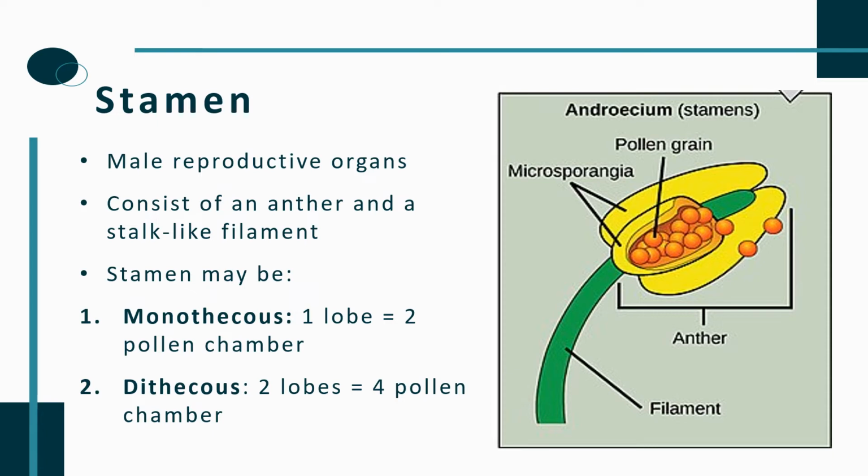Stamen structurally consists of a terminal anther and a stalk-like filament that is attached to thalamus or petals of a flower. Stamens may be of two types: monothecous with one lobe and two pollen chambers, or dithecous with two lobes and four pollen chambers. This image here shows a green colored filament that has anther at the terminus. Anther contains microsporangia, that is the site for development of pollen grains.